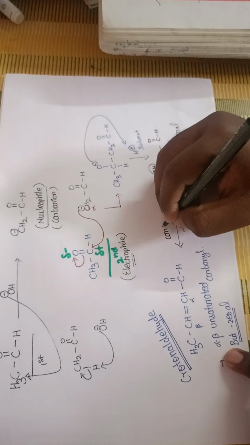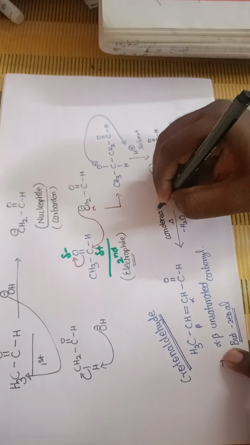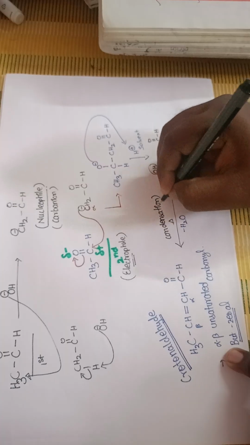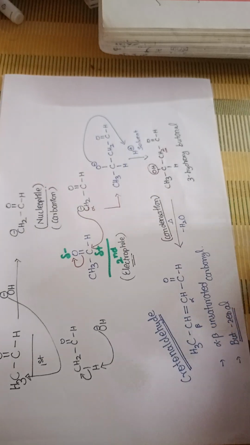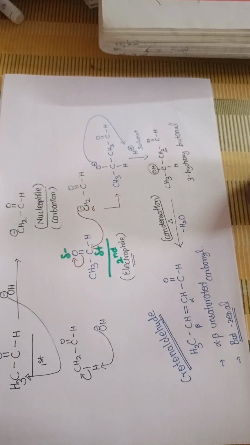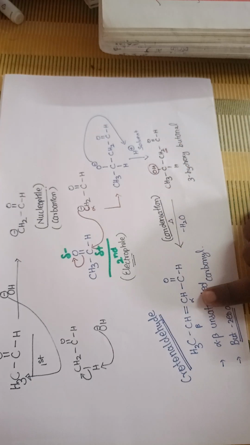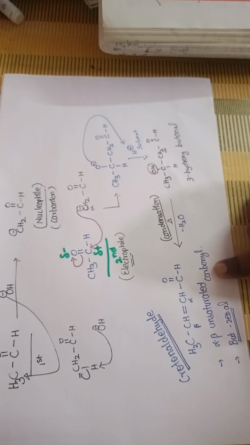From aldol, you are removing smaller molecule. A condensation reaction means a reaction in which the smaller molecules get removed, like water, leaving group etc. If we remove such molecules, those reactions will be called as condensation reaction. So aldol condensation reaction gives alpha beta unsaturated carbonyl.